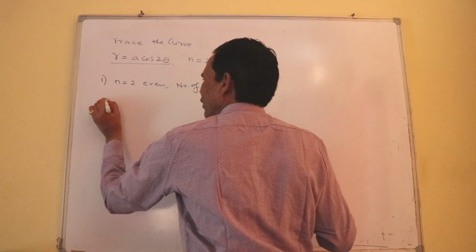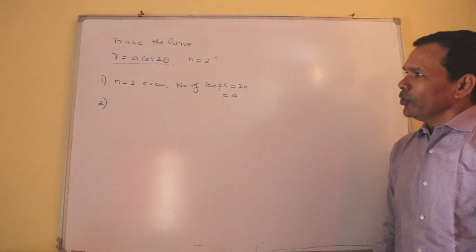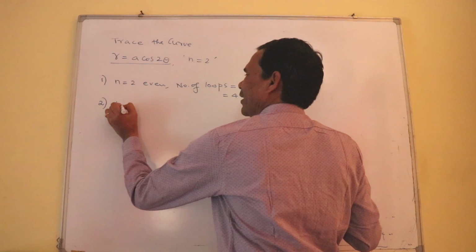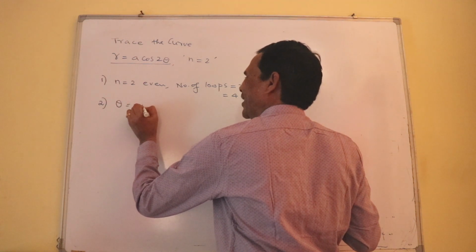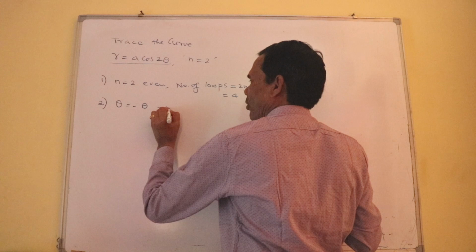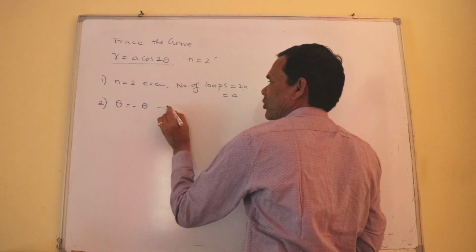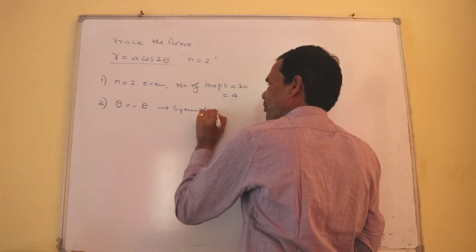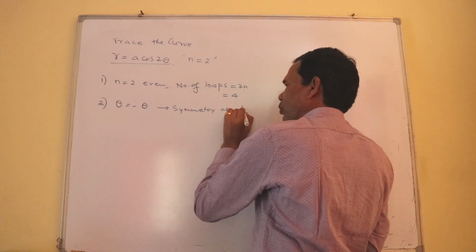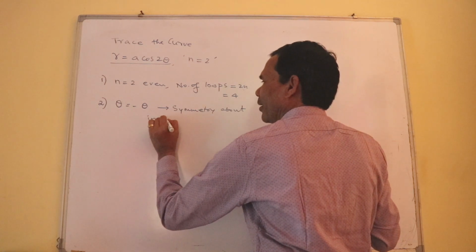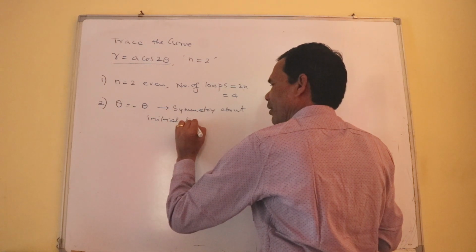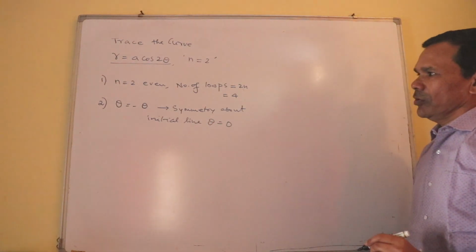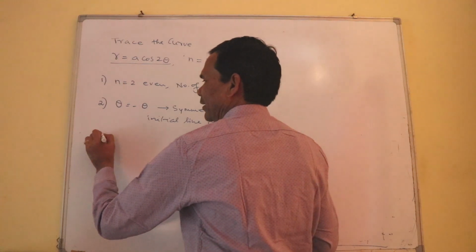Second, now we go for the symmetry. Now if you observe, for theta is equal to minus theta the equation of the curve remains the same, since cos of minus theta is cos theta. So the curve is symmetrical about, naturally as per the procedure, the initial line theta is equal to 0.